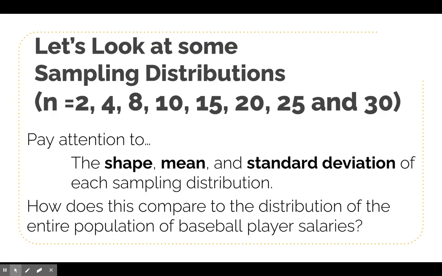But then for the central limit theorem, let's look at what happens when we have sampling distributions of different size. We're going to look at sample sizes of 2, 4, 8, 10, all the way up to 30, and pay attention to the shape, the mean, and the standard deviation for each one. And then think about how that compares to the distribution of the entire population of baseball player salaries.